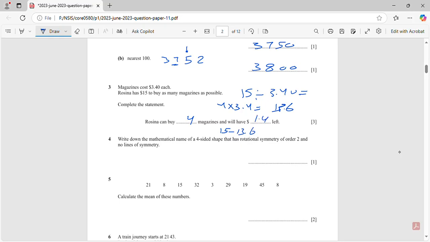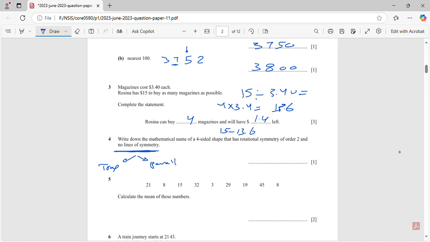Okay, write down the mathematical name of a four-sided shape that has rotational symmetry of order 2 and no line of symmetry. Which has no line of symmetry? I have two shapes, right? The first one is the parallelogram and the trapezium. Of course, the trapezium has no rotational symmetry.